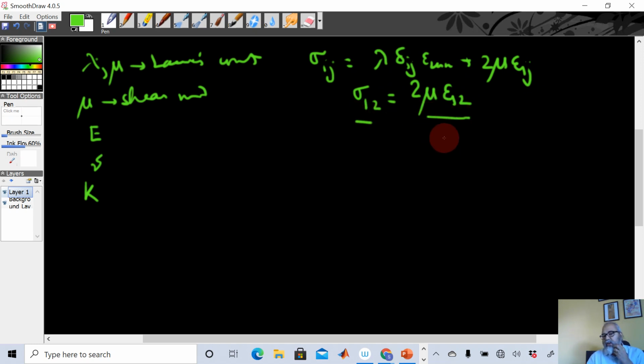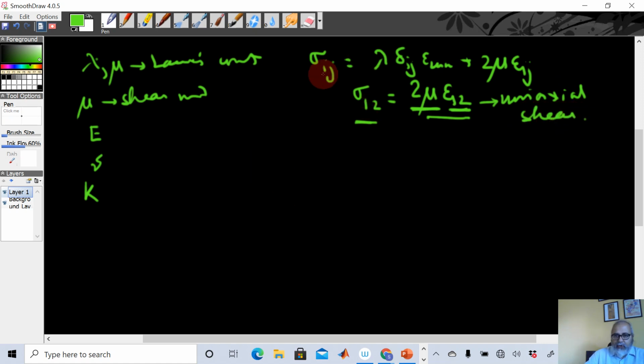And if you can now do a test where you apply only sigma 12 to the specimen, where you can be pretty sure that you have made a specimen for testing so that only sigma 12 is applied, then you can directly measure sigma 12 and the epsilon 12 that you get, and the ratio of the two would give you the shear modulus directly. This is known as a uniaxial shear test.